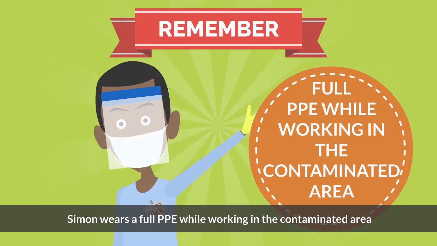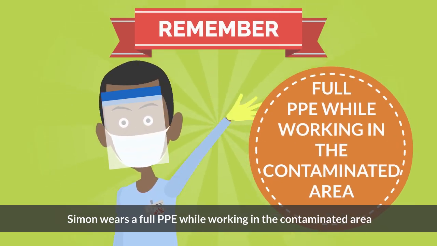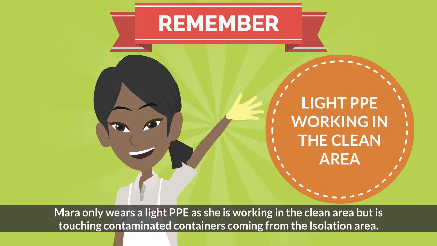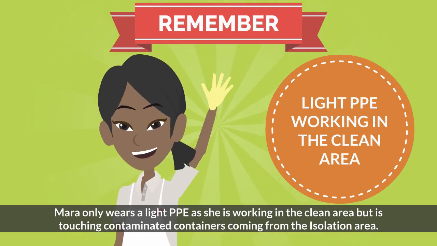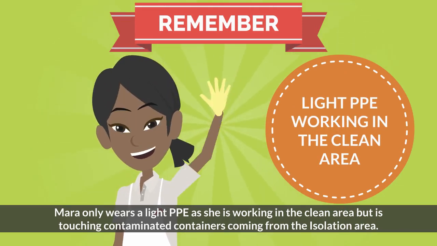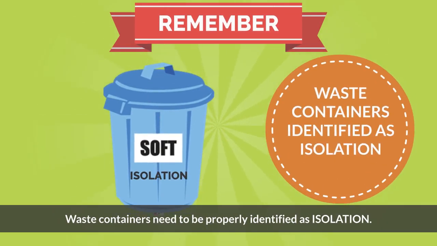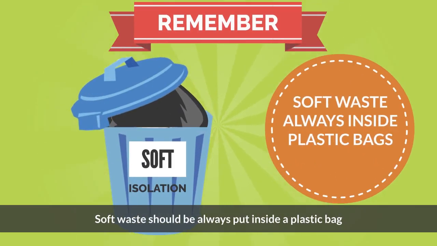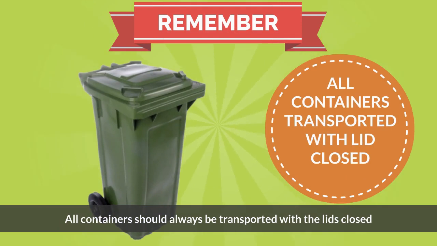Remember, Simon wears a full PPE while working in the contaminated area. Mara only wears a light PPE as she is working in the clean area but is touching contaminated containers coming from the isolation area. Waste containers need to be properly identified as isolation. Soft waste should always be put inside a plastic bag. All containers should always be transported with the lids closed.